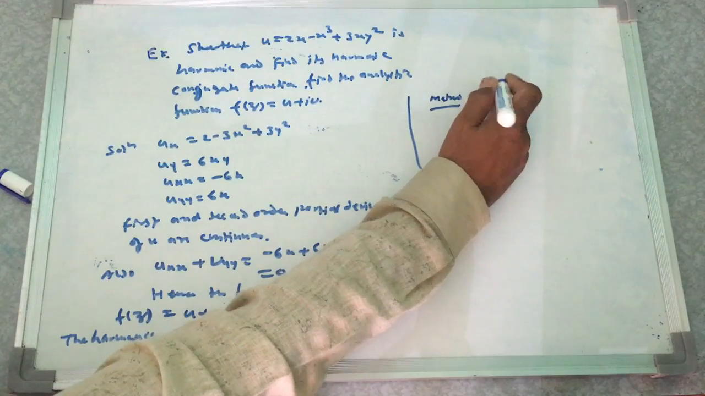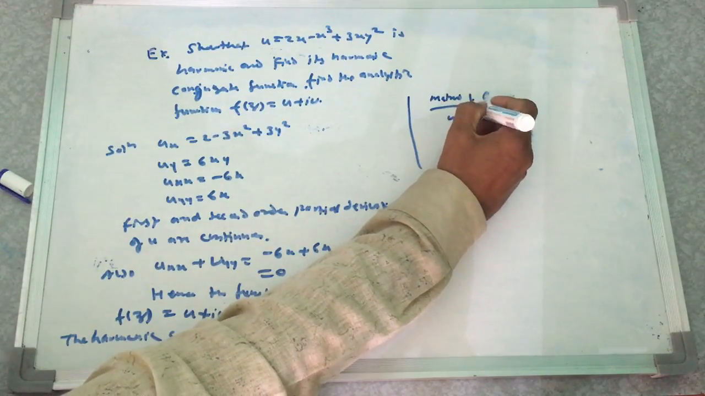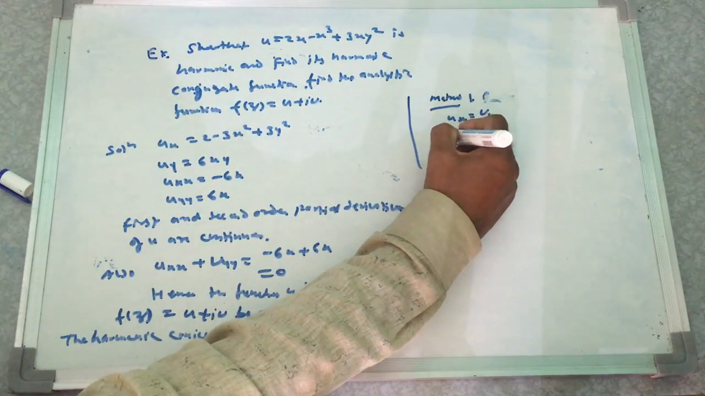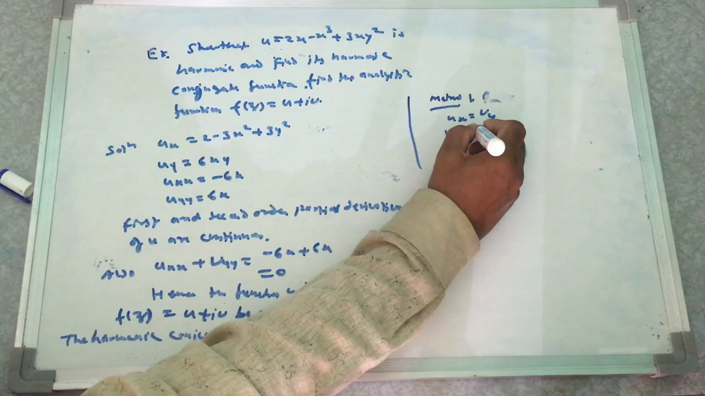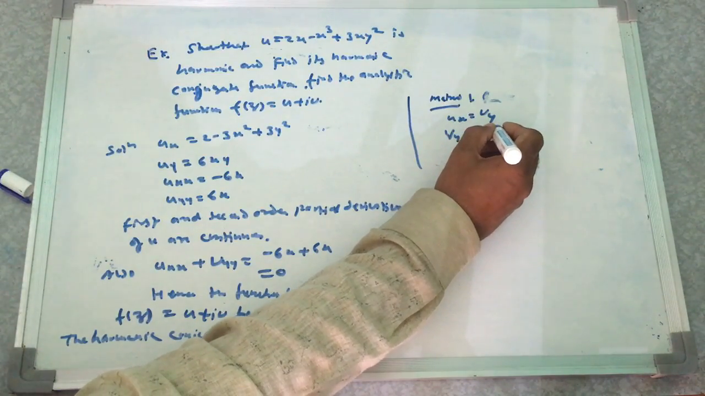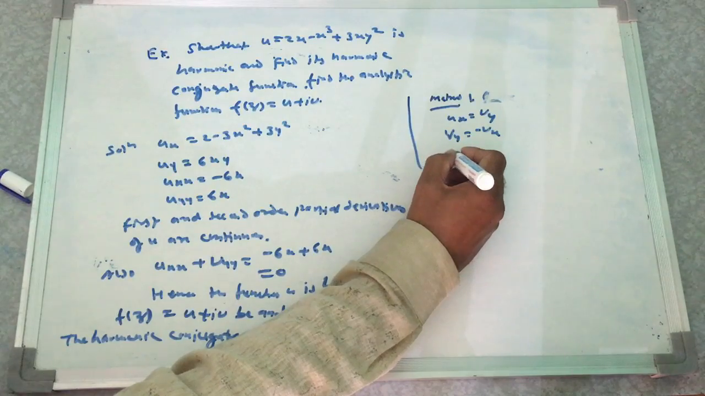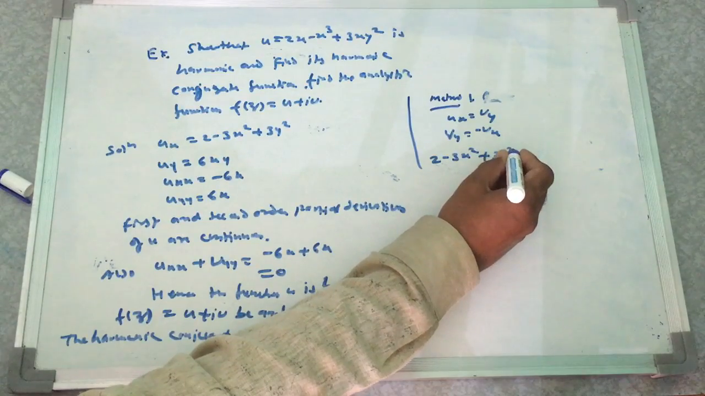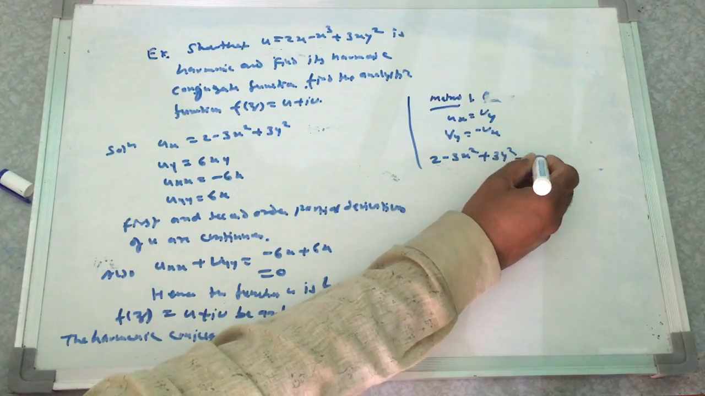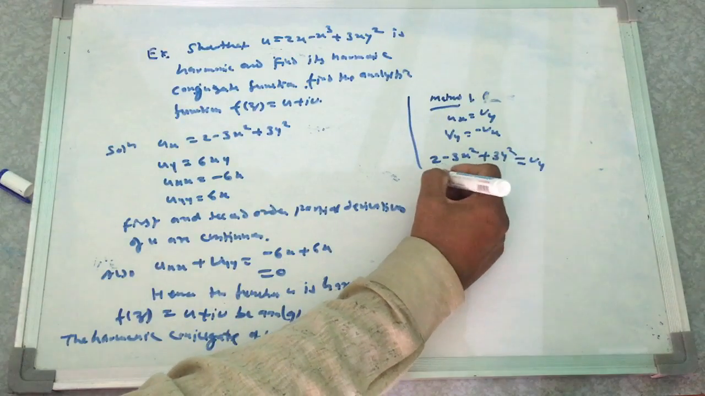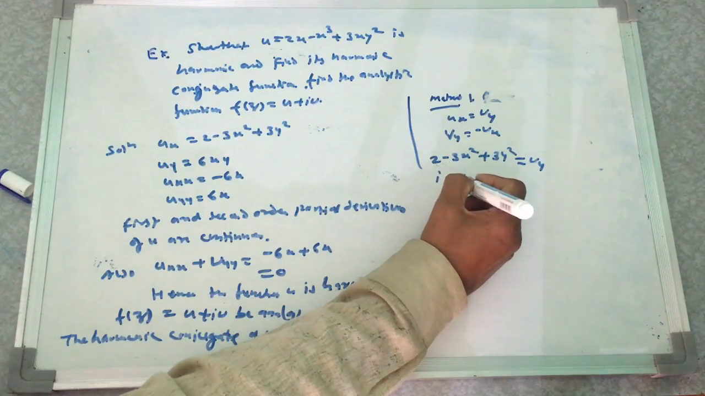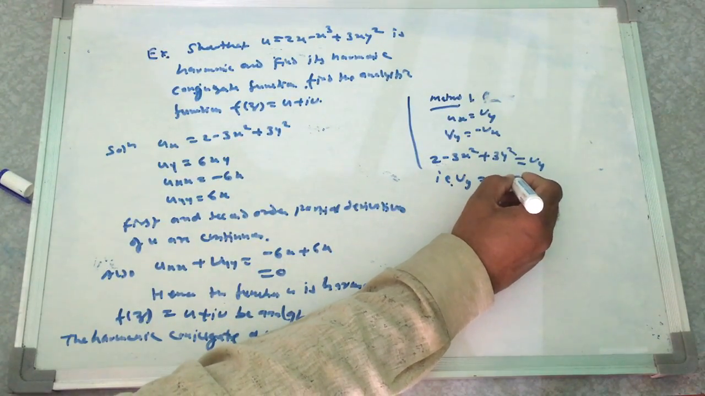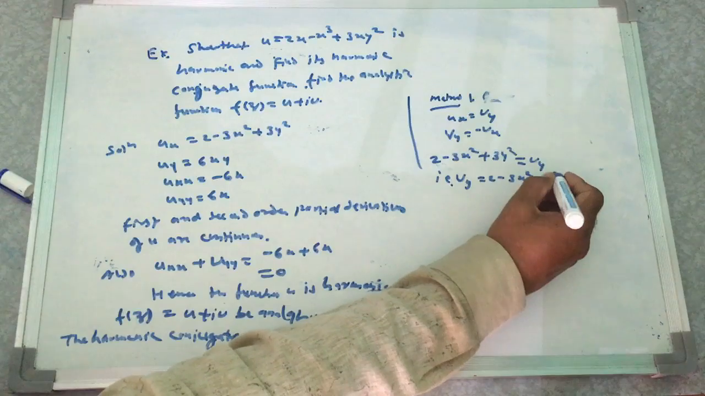u_x is equal to v_y and v_y is equal to minus v_x. So 2 minus 3x square plus 3y square is equal to v_y, that is v suffix y is equal to 2 minus 3x square plus 3y square.